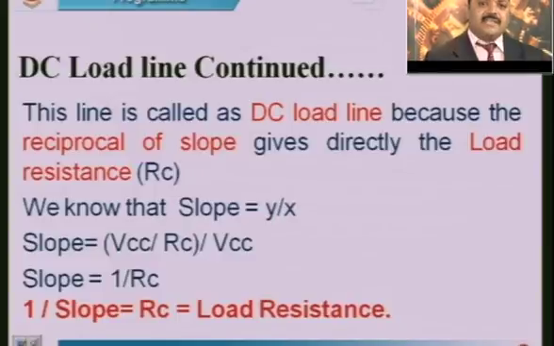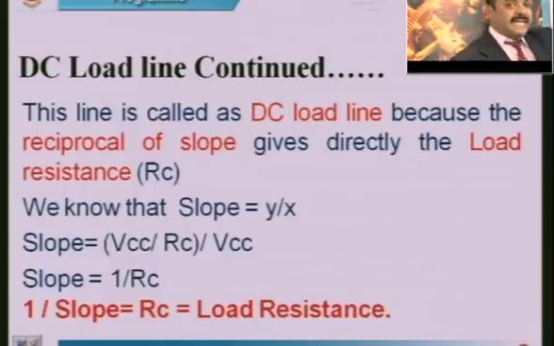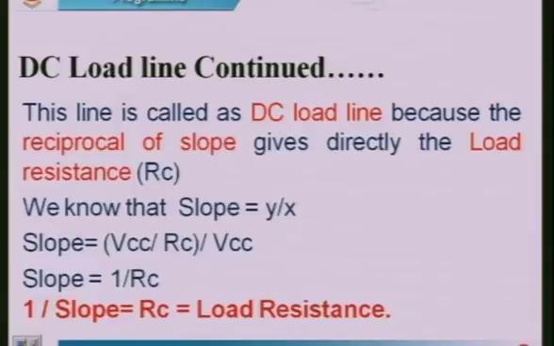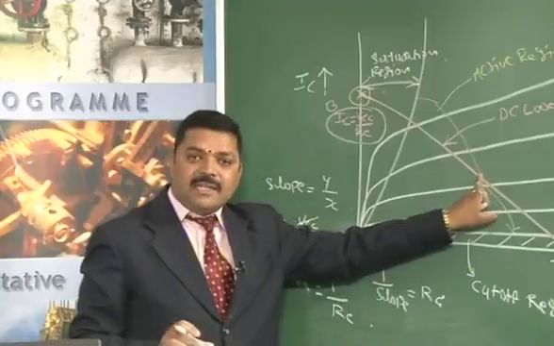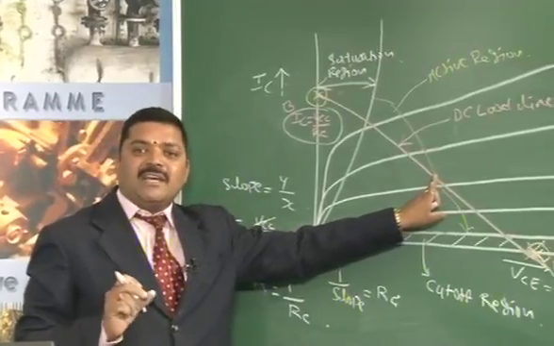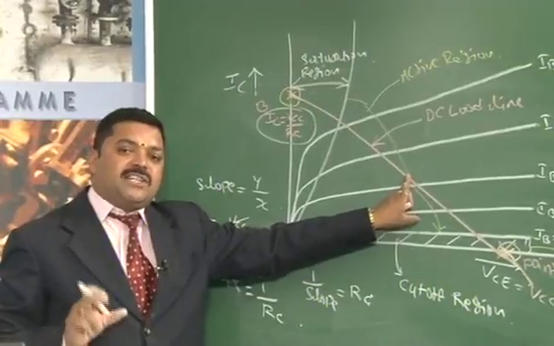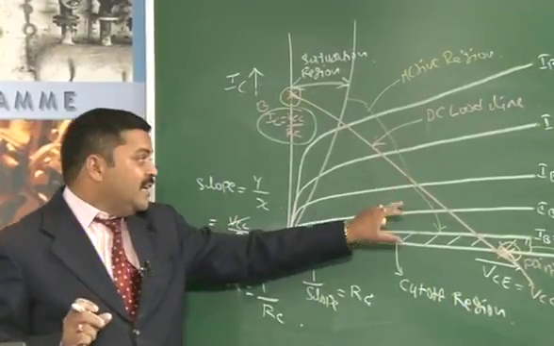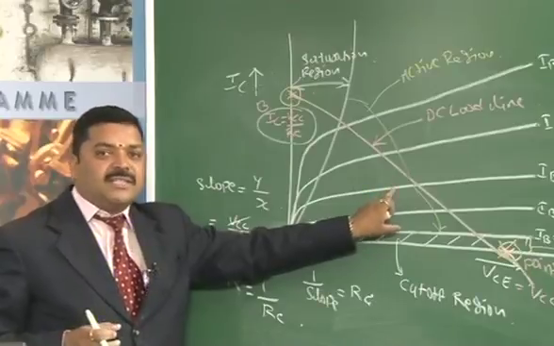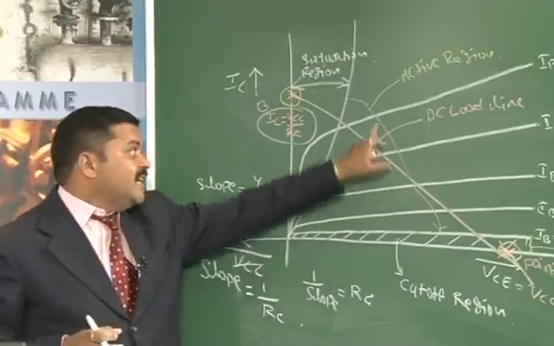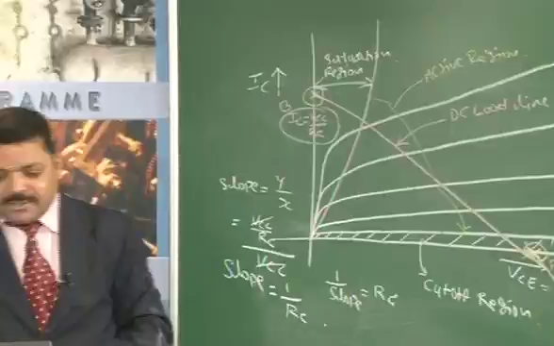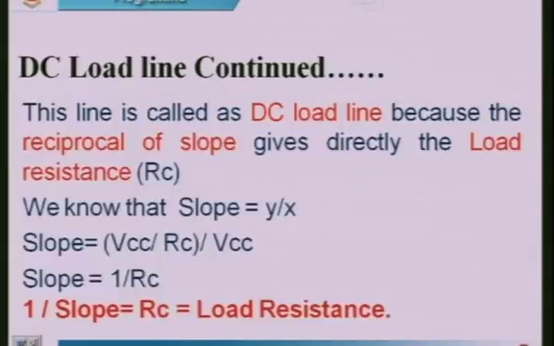Therefore, when we take the reciprocal of slope of this line, we get the load directly. Therefore, it is called as load line. And under DC conditions, we have drawn this load line. Therefore, it is a DC load line. So, this is how we draw the DC load line.